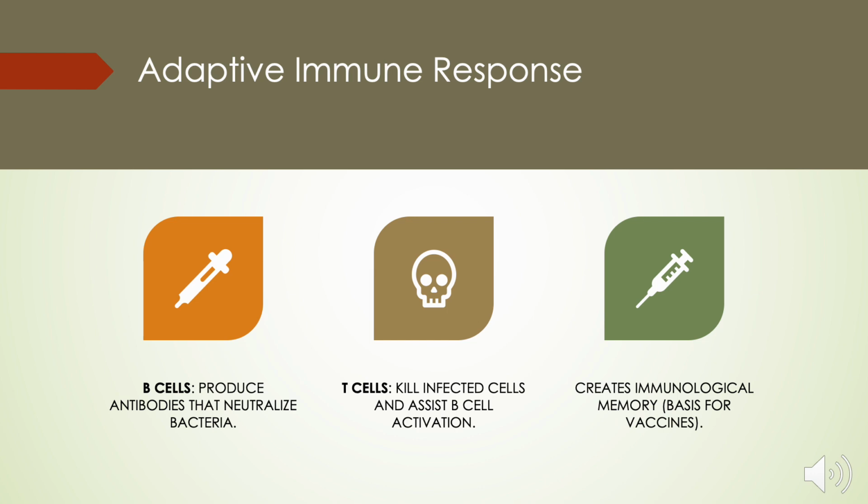Unlike the innate system, the adaptive immune response is slower but precise. B cells produce antibodies that recognize and neutralize bacteria, while T cells destroy infected cells and assist other immune functions. After infection, memory cells remain, providing long-term protection, the principle behind vaccines.